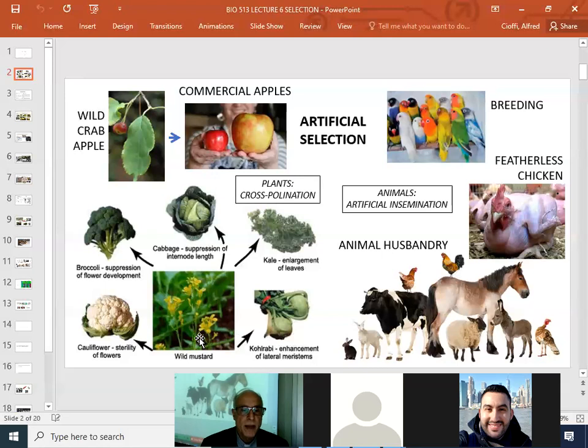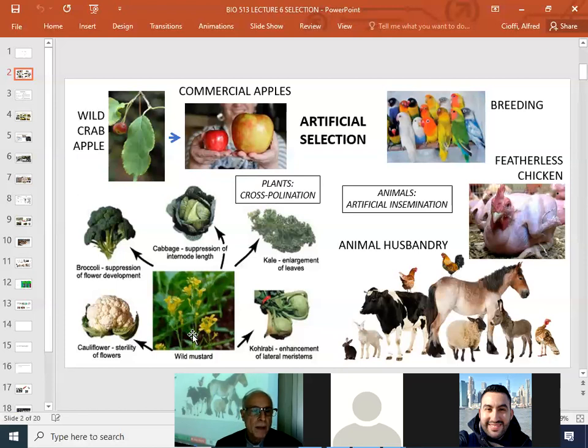Let's look at another example, still in farming. We today have cauliflower, we have broccoli, we have cabbage, we have kale, and then something called kohlrabi. All right, all of these five different variants come from different parts of the wild mustard, which is a little weed like this. This is the flower of the wild mustard. It's a little weed, okay?